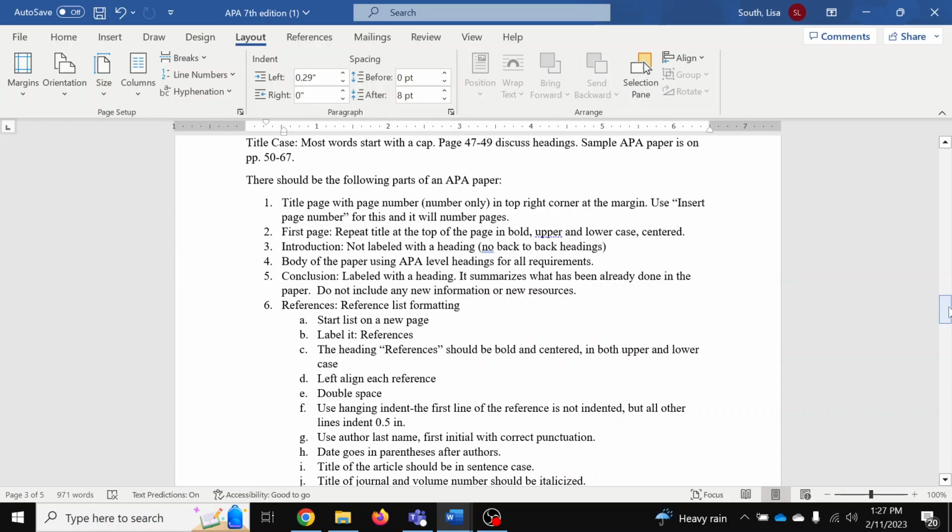Label conclusion with the header. Conclusion. Bold. Centered. Start the word with a cap. Right? It's a summary. Don't do any new information. Keep it simple. Summarize what you've done in the paper. Got it? Now, what I would say is when you've got conclusion, there's your header.